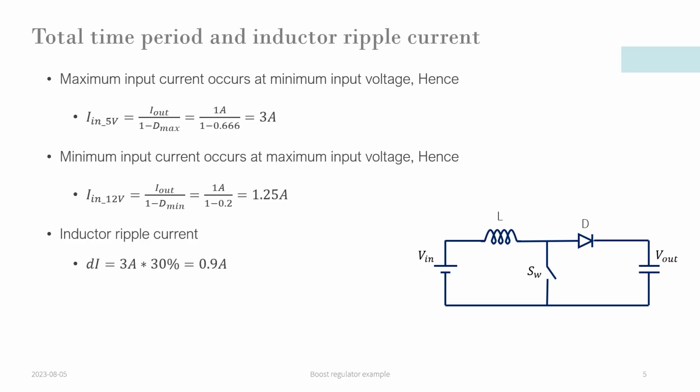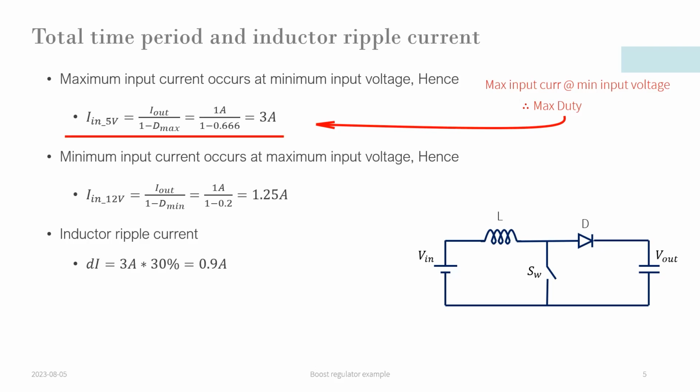Let us now calculate the input current at low line and high line voltages. Maximum input current occurs at minimum input voltage. Let us now substitute maximum duty cycle value occurring at minimum input voltage. It is given as 1 amp divided by 1 minus 0.66. This is equal to 3 amps.